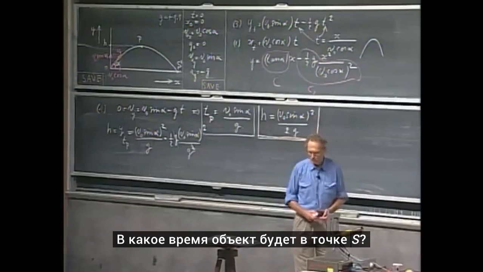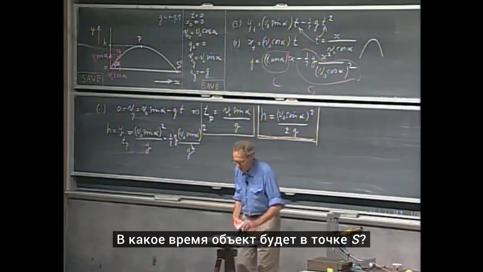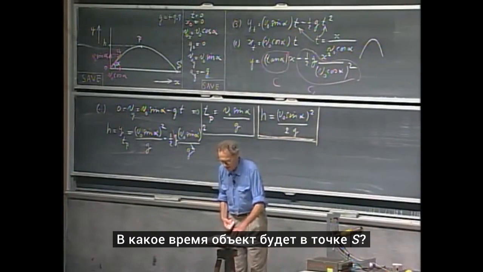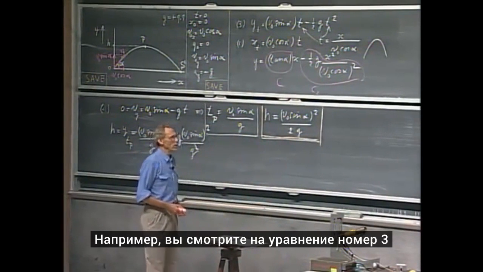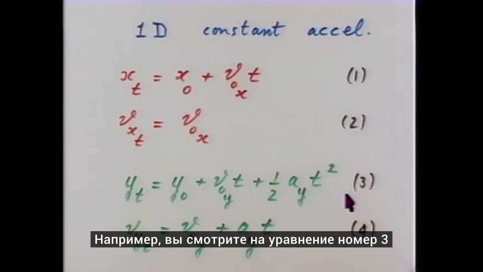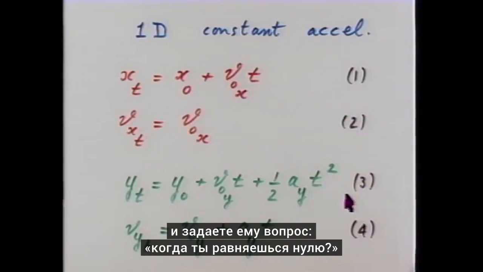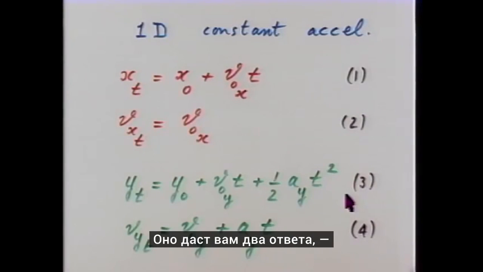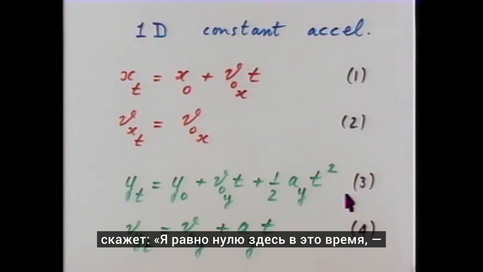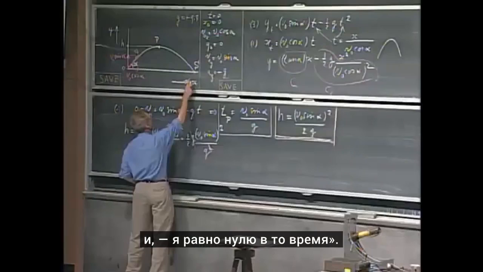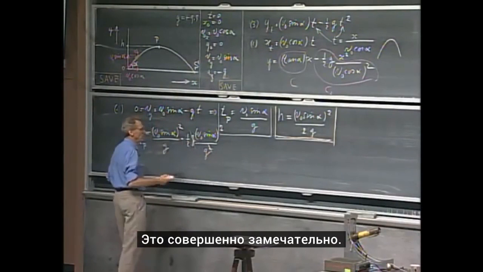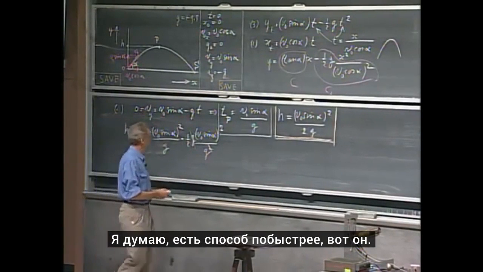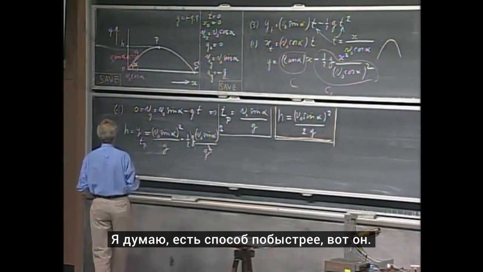At what time will the object be at point S? Now there are two ways that you can do that. You either go to this equation, number 3, and you ask equation number 3, when are you 0? And it will give you two answers. It will say, I'm 0 here at this time, and I'm 0 at that time, and those are the two times that you want, and this is the one you pick. That's perfectly fine.